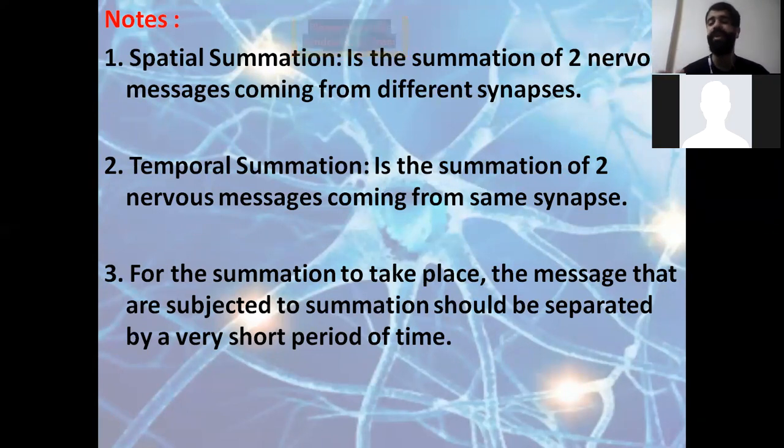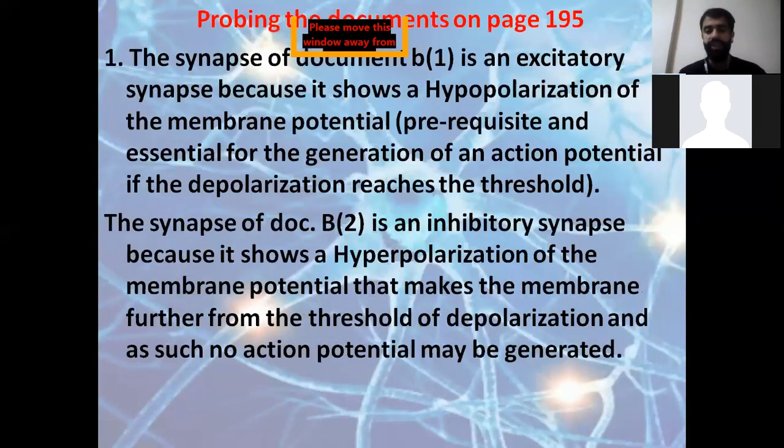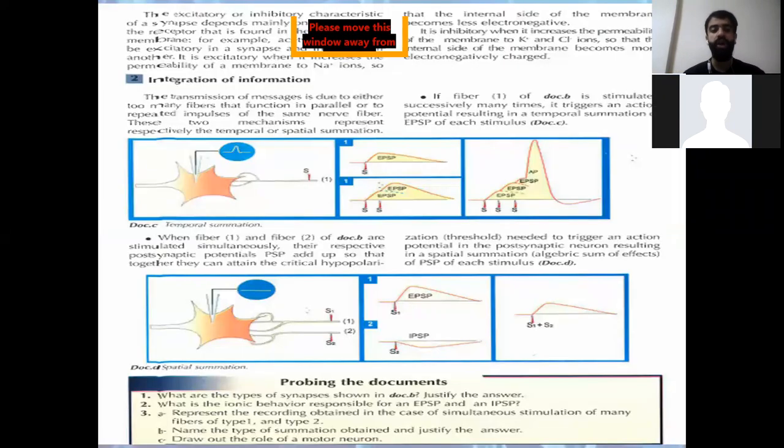However, if the messages come from one synapse and we have more than one message from the same synapse, it's called temporal summation. So temporal summation here is in figure 1, or document C. They came from one synapse. So two or more messages come from the same synapse.